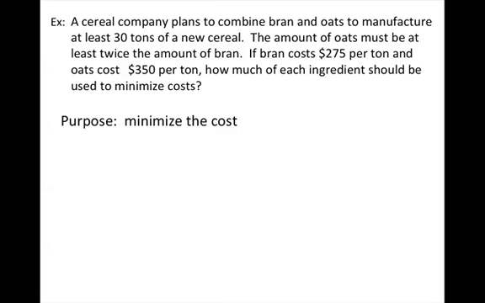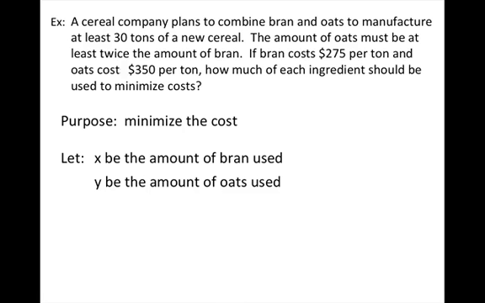First, let's state the purpose of the problem. This time I was asked to minimize the cost. Next, we look at what our unknowns are going to be. We're asked how much of each ingredient. I have two ingredients, bran and oats. Let X be the first one, so X is the amount of bran used, and Y will be the amount of oats used.